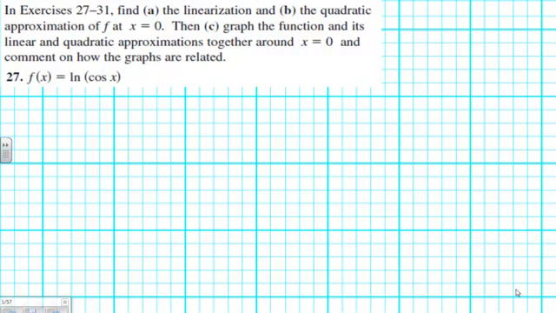Now, in problem number 27, there's an apology embedded in here. And that is, I never described what is meant by linearization. There happens to be the word linearization actually in the book, in the same section which we're doing these problems, just in case you wanted to find out what that meant.